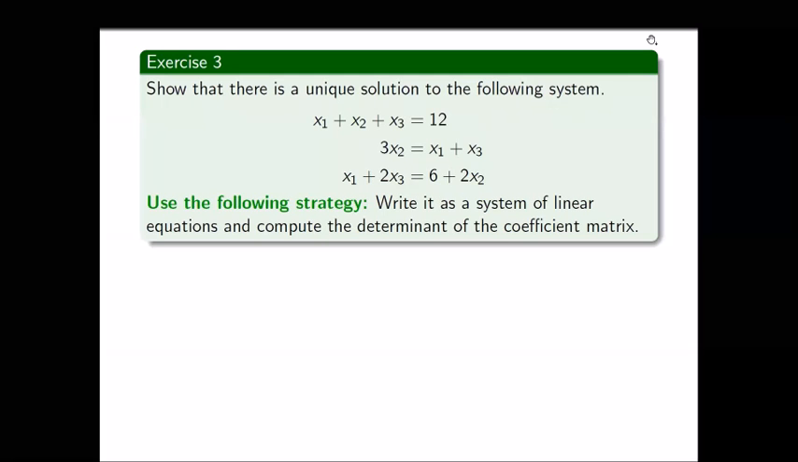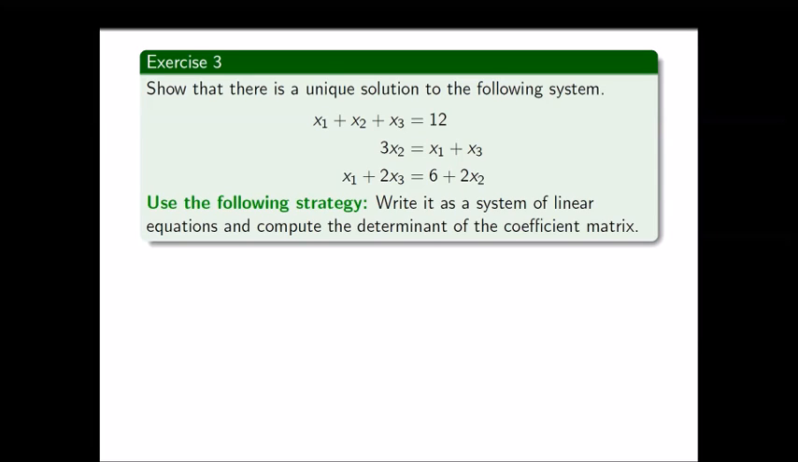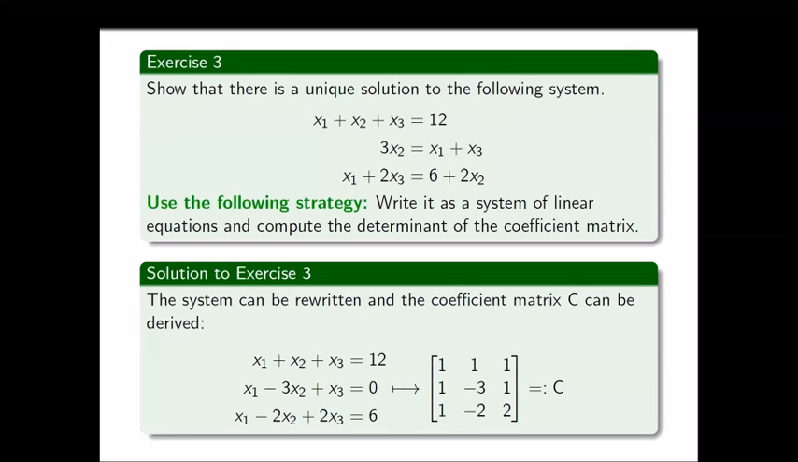Okay, so let's look at another exercise. So in this problem, we're given a linear system, and we want to show that there is a unique solution to the system using determinants. So the first step we take is we rewrite this linear system into a more familiar form, and then we derive the coefficient matrix from it. So this matrix is a 3 by 3 matrix. The first column is all the coefficients of x1, the second column is all the coefficients of x2, and the third column is all the coefficients of x3.